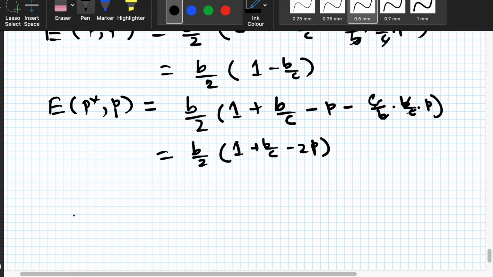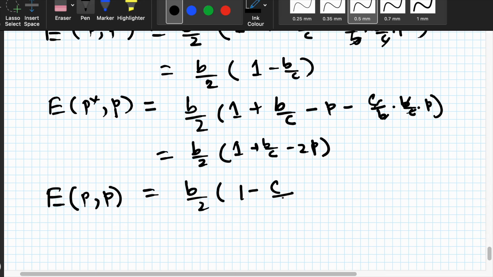And what is the case last? We have to find what E(p star, p) is, what E(p, p) is getting while playing with p. So that will be b by 2. Again that p is cancelled, so 1 minus c by b p square.